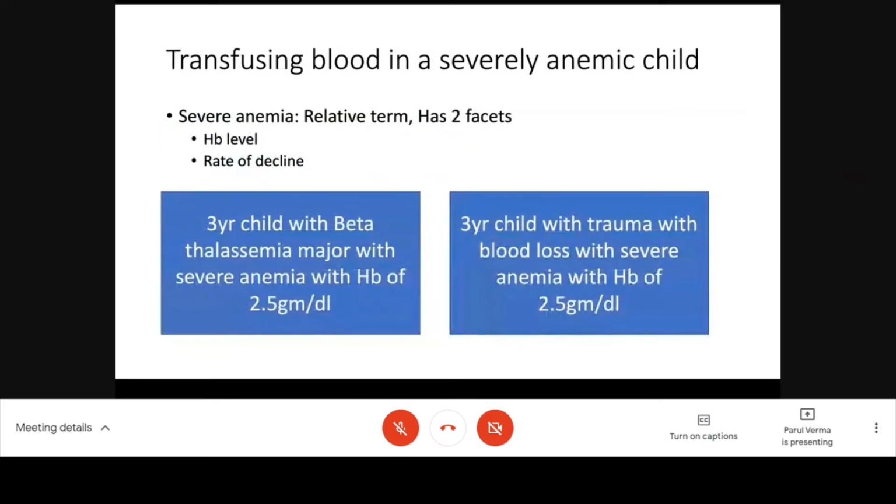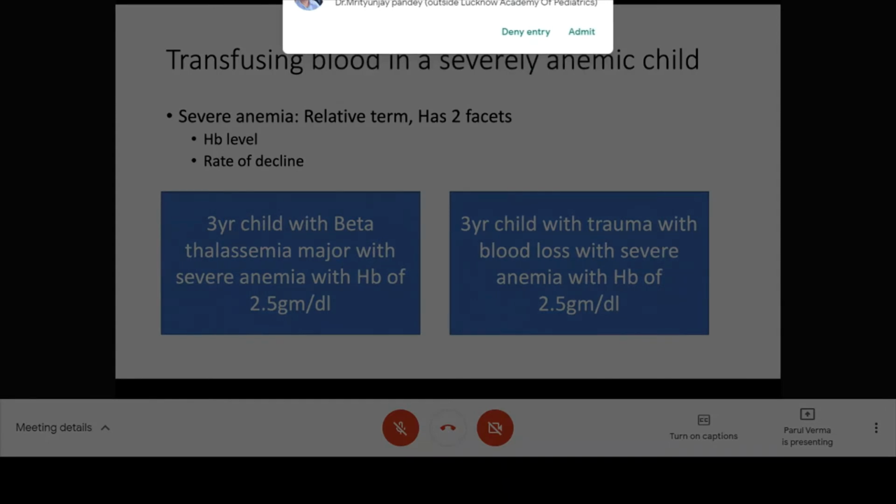Now, coming to how to transfuse blood in a severely anemic child because of any hemolytic anemia who lands up in your ICU. Severe anemia is a relative term. It has two facets: first is the actual hemoglobin level and the other is the rate of decline. I'll give you an example. If you have a 3-year-old child with beta thalassemia major with severe anemia with hemoglobin of 2.5, and on the other hand, you have a 3-year-old child with trauma, with blood loss, with severe anemia with Hb of 2.5, although the hemoglobin level is the same, the management is not going to be the same.